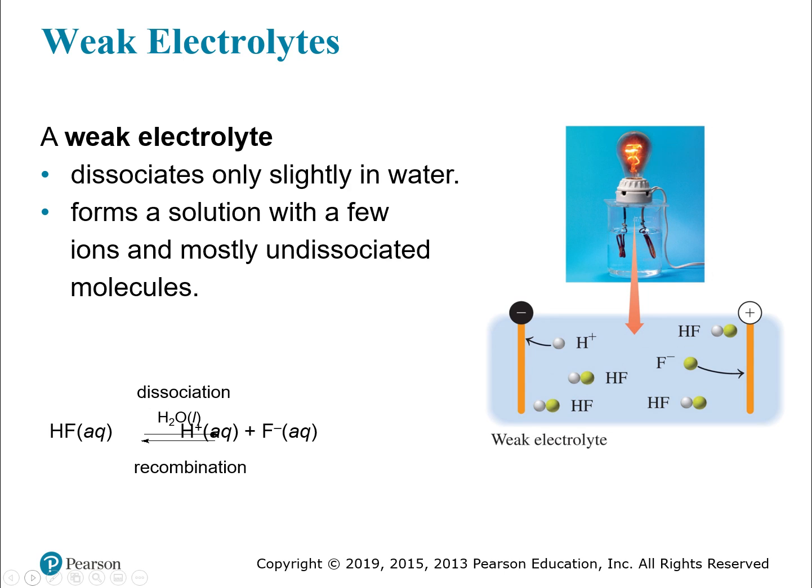As I said, we have strong electrolytes and weak electrolytes. Weak electrolytes only dissolve slightly in water. So you've got a few ions, but mostly undissociated molecules. A weak electrolyte, you can think of a weak acid. And this, I'll rewrite this because PowerPoint just keeps getting it wrong.